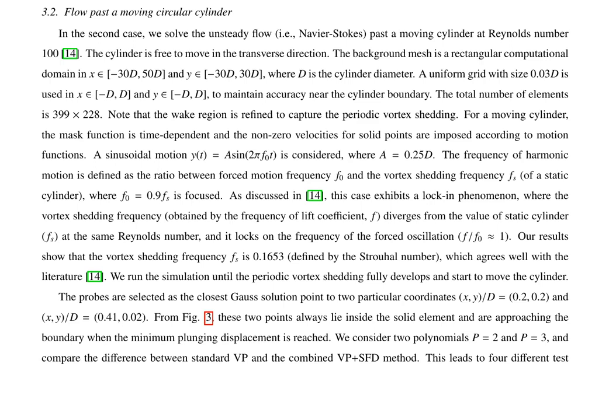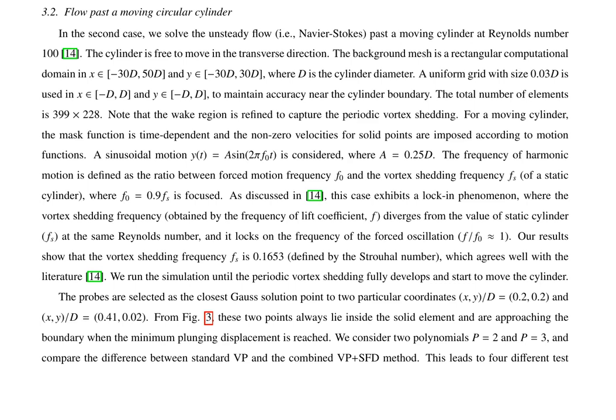To validate the method, two test cases are presented. First, a new manufactured solution problem is proposed to demonstrate that the combined method can recover high-order accuracy. The second case involves simulating laminar flow past a moving cylinder at a Reynolds number of 100, showcasing the lock-in phenomenon where the frequency of the lift coefficient locks onto the vortex shedding frequency.